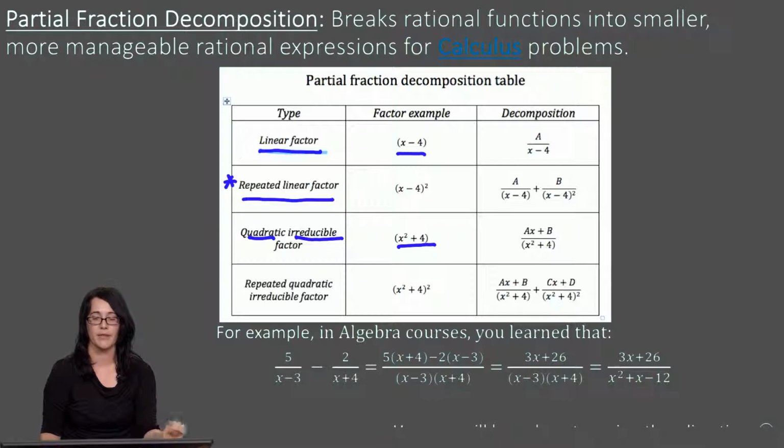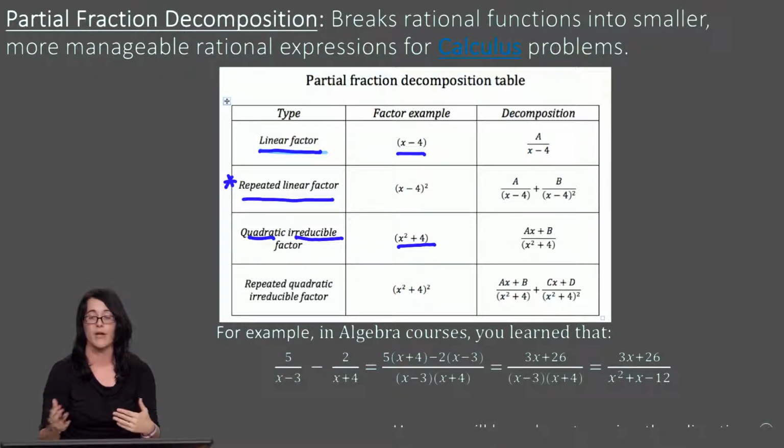So this is quadratic irreducible. Not to be confused with quadratics that could be factored, like x squared minus 4. That would be a difference of squares factorable as x plus 2 and x minus 2. So you need to make sure you understand what type of quadratics you're dealing with. Could I factor them further? If so, you have to do that.